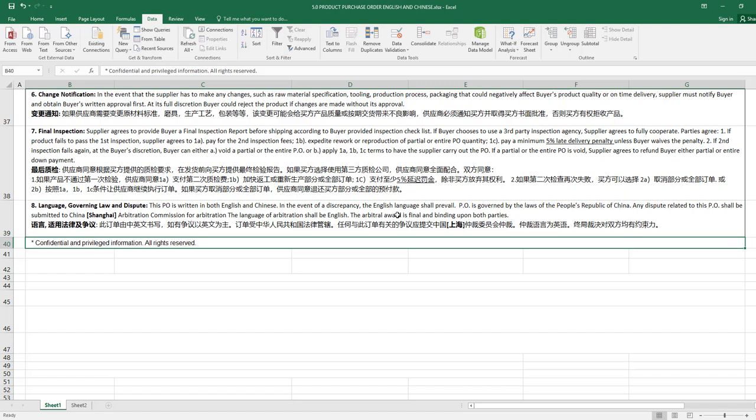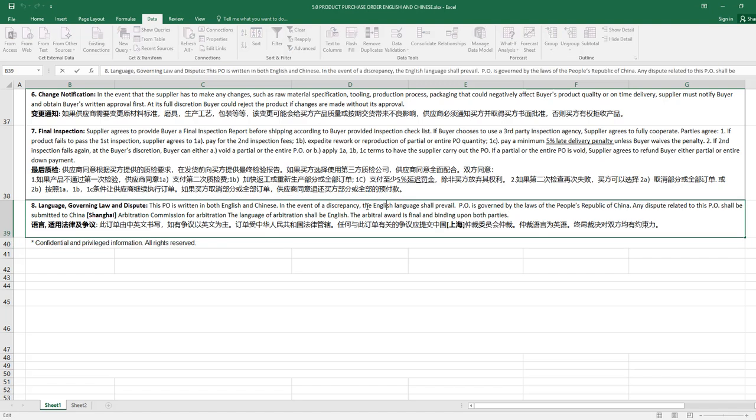And the second point is the prevailing language. I choose English here. There are some purchase order templates that will have English and Chinese, and some say the Chinese language prevails. No, we have to choose English here. Just in case you make any modifications, the Chinese doesn't match up, or you don't have someone to help you with the Chinese version, always use English as the prevailing language.